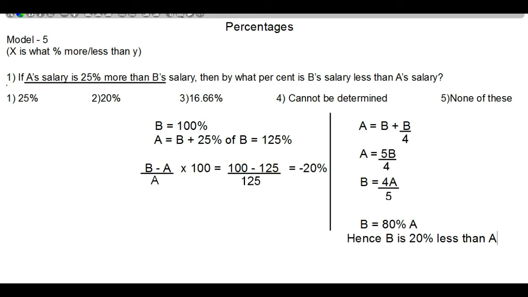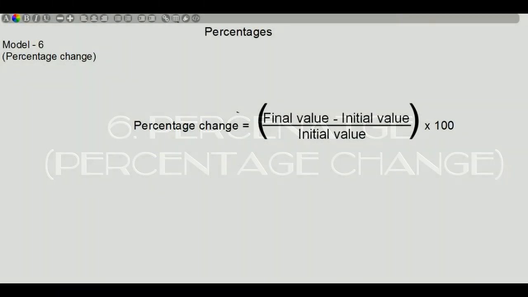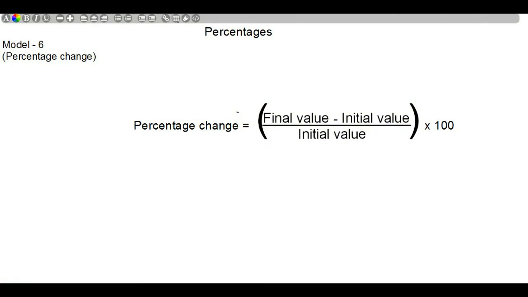So this is the method where, without assuming any value for B, we can solve the given question. Let us now take the sixth model from percentages, where we are supposed to find out the percentage change between two values. Now let us first understand the formula here.